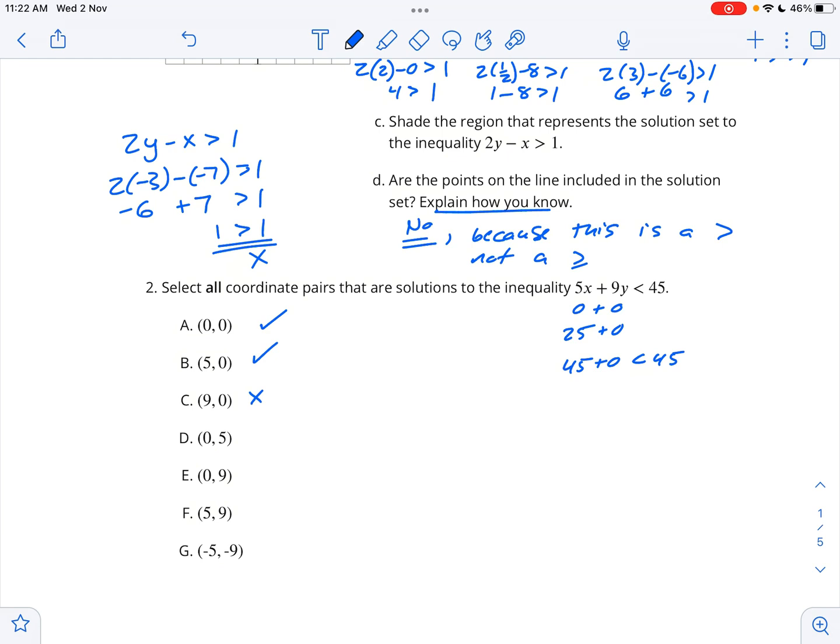Those are actually equal to each other. Same thing with 0, 5. That would end up being 0 plus 45, which is not less than 45. 0, 9 is definitely not going to work because that would become 0 plus 81, which is not less than 45. 5, 9 is not going to work because that would be 25 plus 81, again, not less than 45. And negative 5, negative 9 is going to work because that one would be negative 25 plus a negative 81, and that is going to be less than 45. So it's going to be A, B, and G.